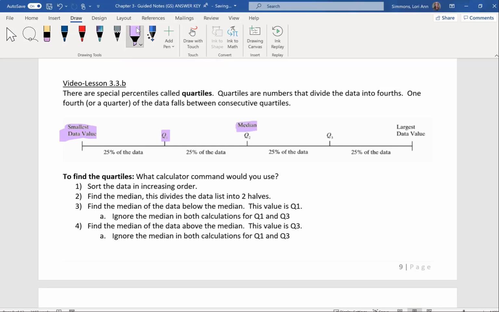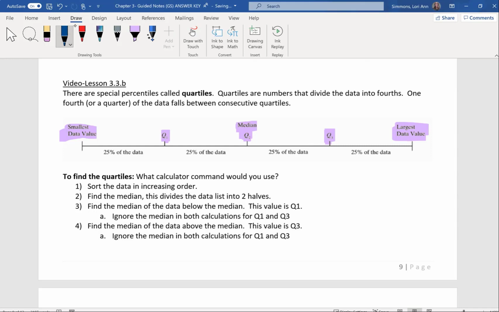Then the smallest to the median, which can be identified as Q2, would be 50%. Smallest to Q3 would be 75%, and smallest to the largest would then obviously be 100%. Notice that I just highlighted 5 different things. These are called the 5-number summary. We will get into that in a little while, but you have the 5 different items right there.